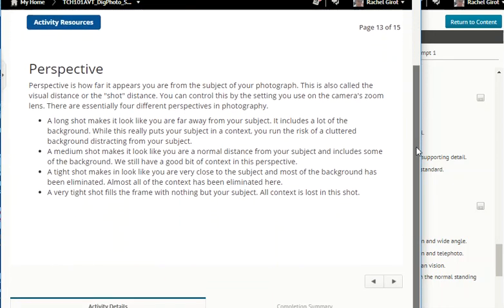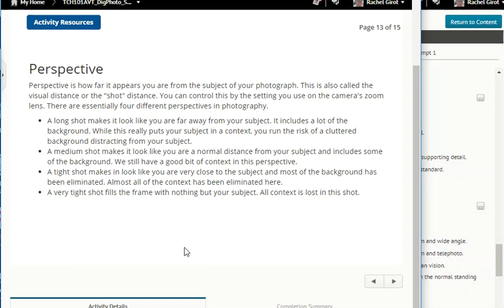Perspective. Perspective is how far it appears you are from the subject of your photograph. This is also called the visual distance or the shot distance. You can control this by the setting you use on the camera's zoom lens. There are essentially 4 different perspectives in photography. A long shot makes it look like you are far away from your subject. It includes a lot of the background. While this really puts your subject in a context, you run the risk of a cluttered background distracting from your subject.